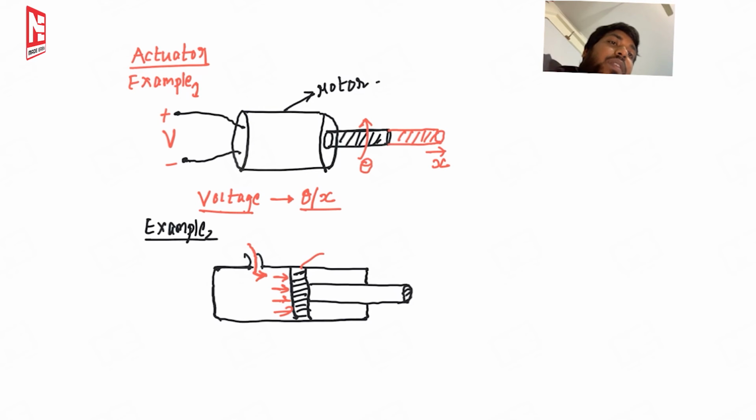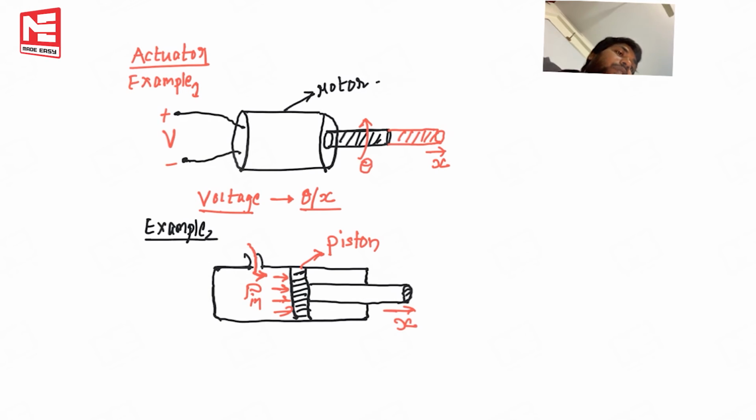So as we all know, this is the piston here. If the liquid applies some pressure on the piston, then the piston and cylindrical rod both are going to displace to the right side by an amount of x units. So in this case, the liquid pressure is converted into linear displacement.